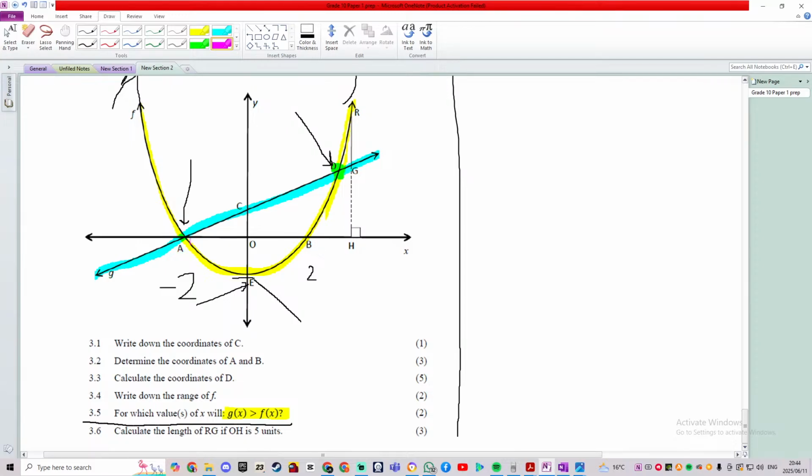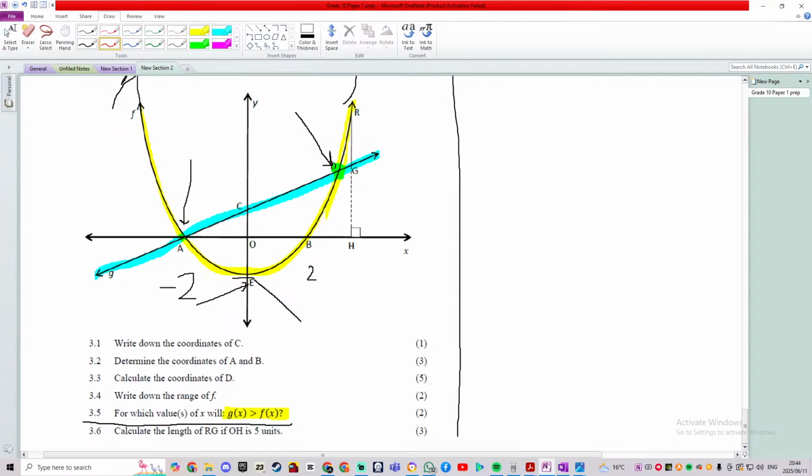If I look here, if you look here, do you see that? Which graph is on top? The yellow graph is above the blue graph. Yeah? Do you see that? There's the yellow graph. Down there is the blue graph. You see? But they're asking g of x. Where is the g of x graph, which is the straight line? Where is the straight line above the parabola?